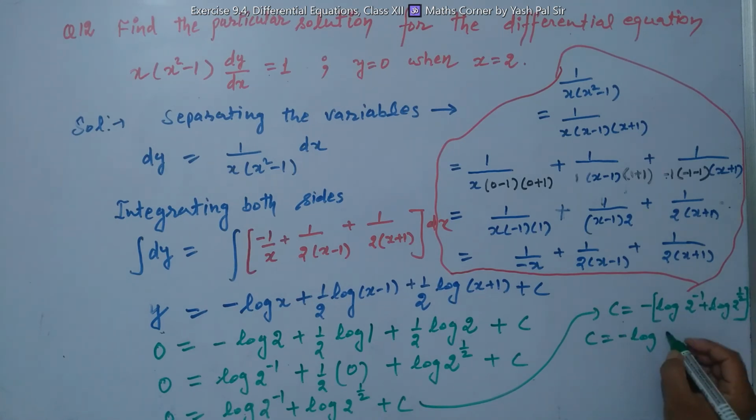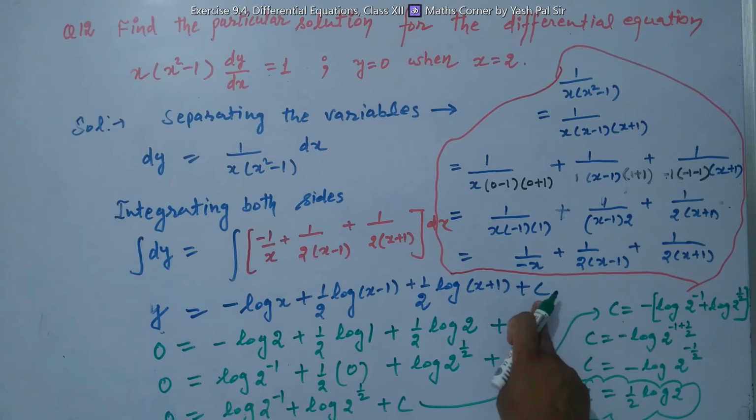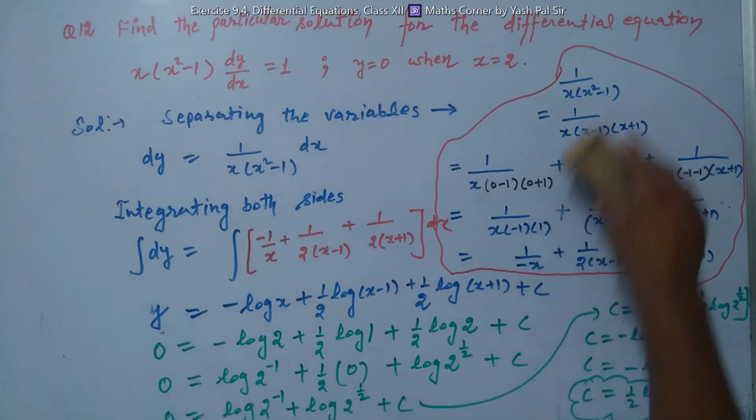So this way c is equal to minus log m plus log n is equal to log m into n, log 2 raised to power minus 1 plus 1 upon 2. c is equal to minus log 2 raised to power minus 1 upon 2. So minus will come before, this becomes 1 upon 2 log of 2. So this way we have obtained the value of c. This value of c will be substituted here in the general solution. Then this will become the particular solution.